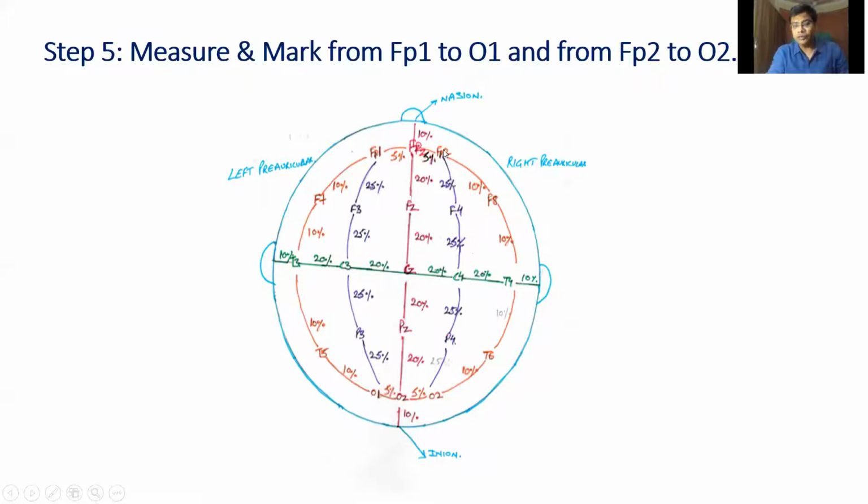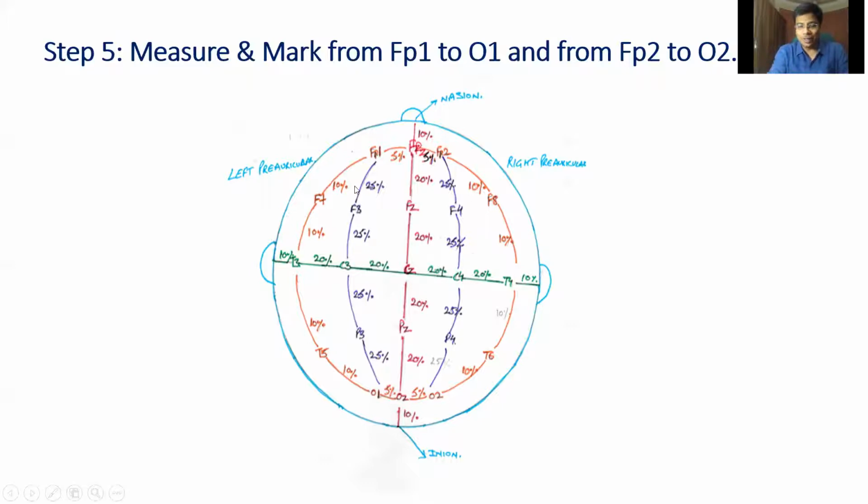Similarly, from FP2 to C4, the middle of this is F4. From C4 to O2, occipital, the middle of this is P4. So what we have done is, we have already found F3, F4, O1, O2, and C3, C4.